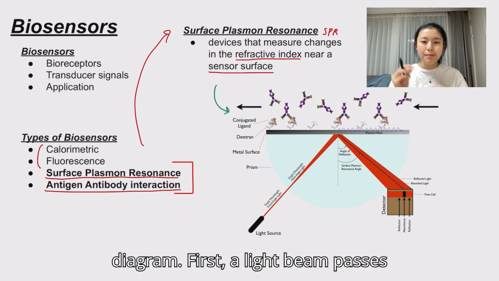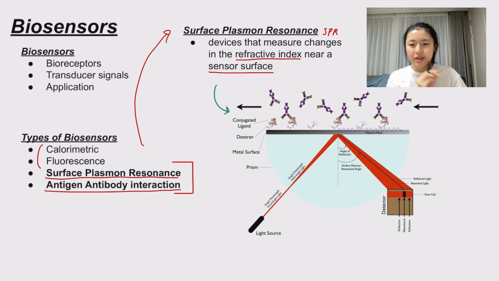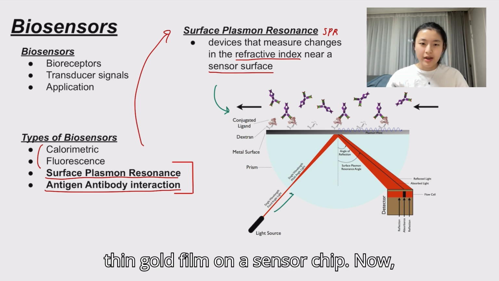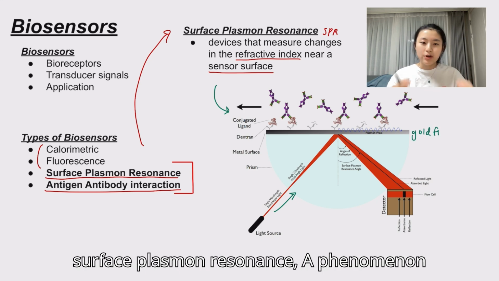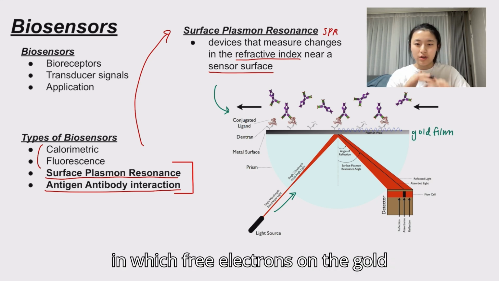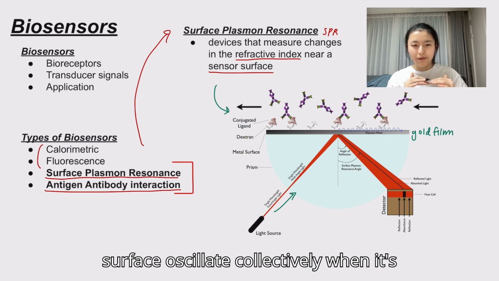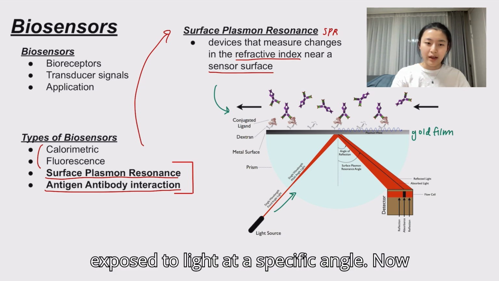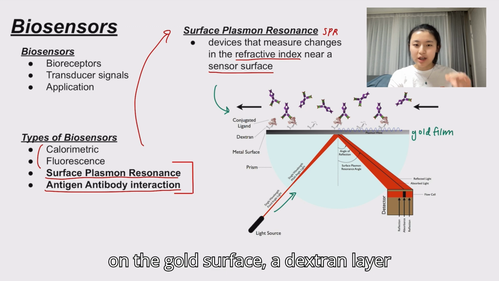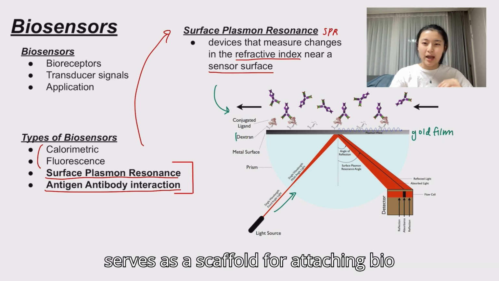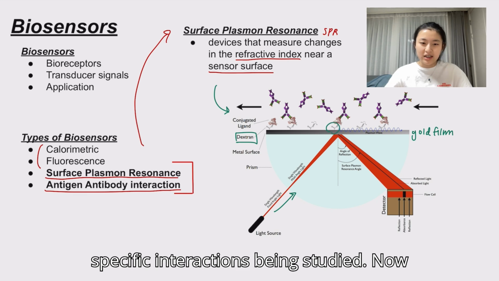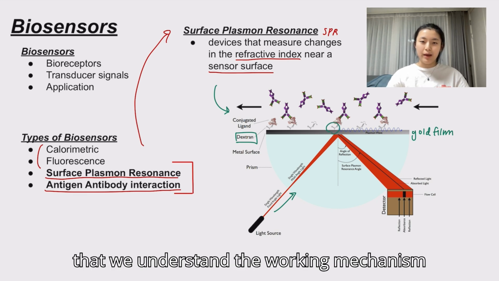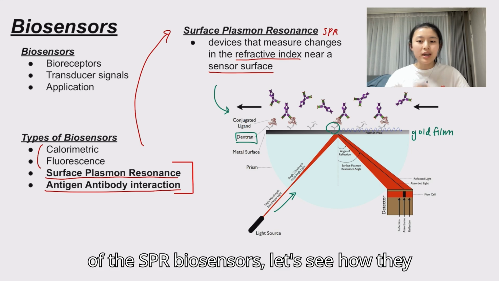First, a light beam passes through a prism and it reflects off a thin gold film on a sensor chip. Now, gold is chosen because it facilitates the surface plasmon resonance, a phenomenon in which free electrons on the gold surface oscillate collectively when it's exposed to light at a specific angle. Now, on the gold surface, a dextran layer serves as a scaffold for attaching bioreceptors, which are then customized for specific interactions being studied.